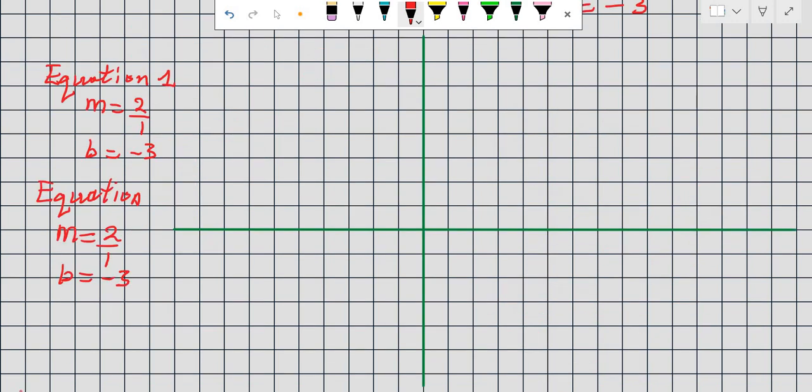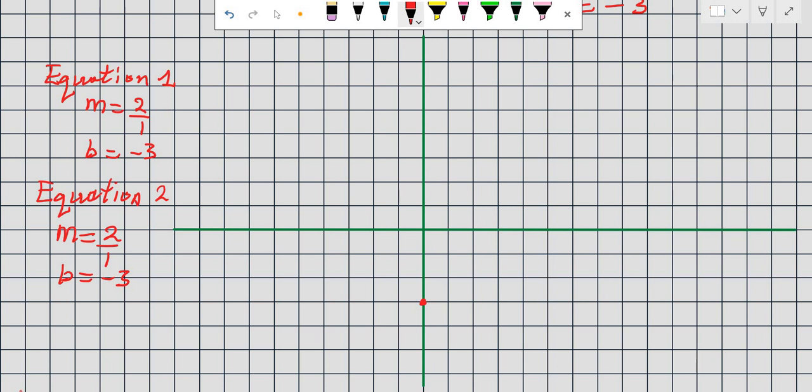Okay, so we have both the slope and the y-intercept for both equations. This is equation 1, this is equation 2. The y-intercept is the same for both of them. So from the origin, we are going to count 3 steps downward: 1, 2, 3. Equation 1 has the y-intercept negative 3, and equation 2 has the y-intercept negative 3. So we are plotting both of them at the same time.